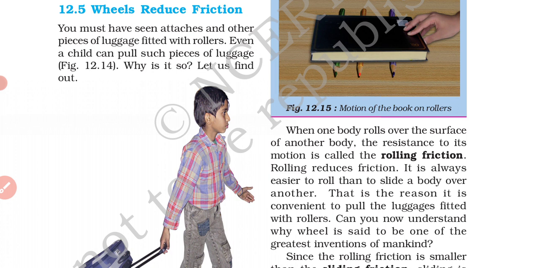So wheels reduce friction. By fitting wheels on a heavy load we can reduce the friction, or we can reduce the frictional force. Friction can be reduced by using wheels to move objects, which we are going to discuss first of all here. Clear?